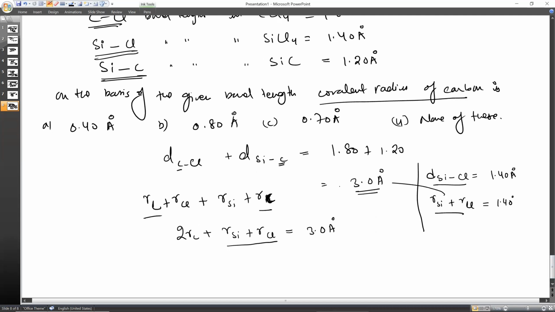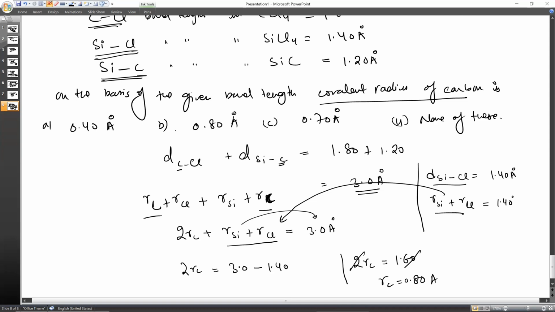Now put that value here. You'll get the radius of carbon. 3.0 minus this: this will go to that side, and this value is 1.40. You have to subtract it. Two times the radius of carbon will be equal to, when you subtract it from 3.0, 1.60. When you divide it, you will get radius of carbon as 0.80 angstrom. So please copy this one and do it one more time.